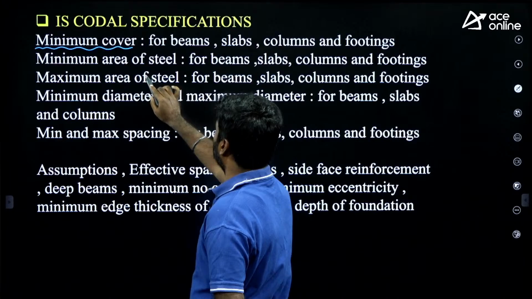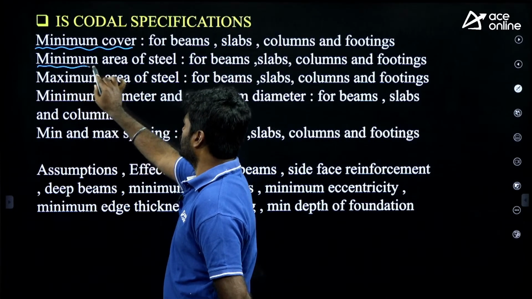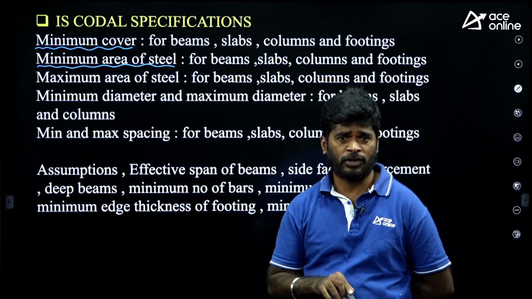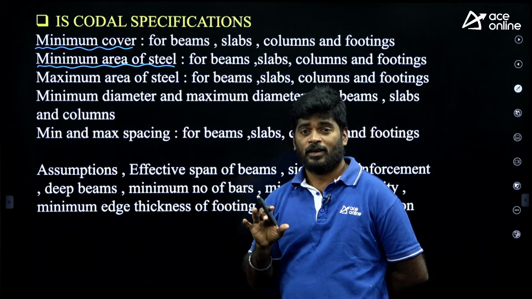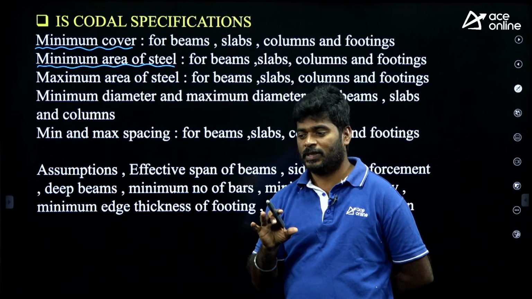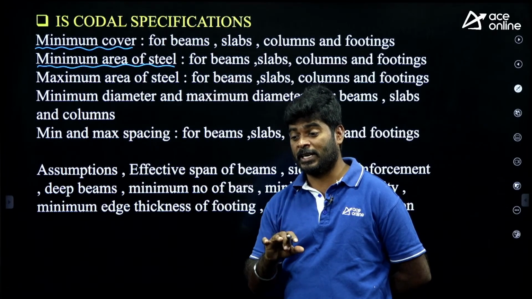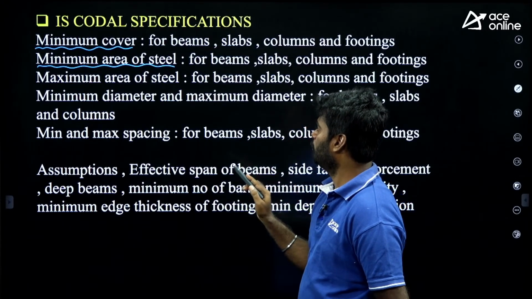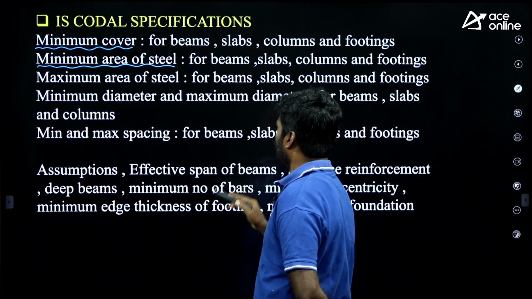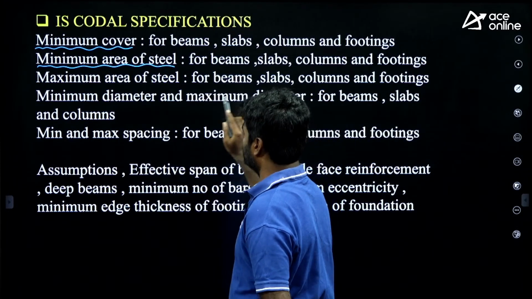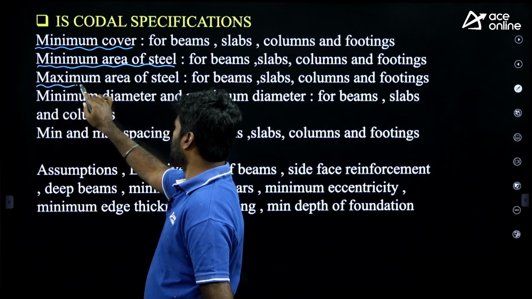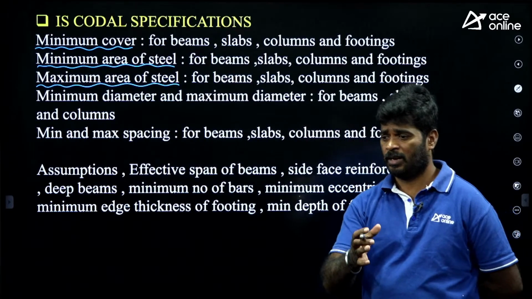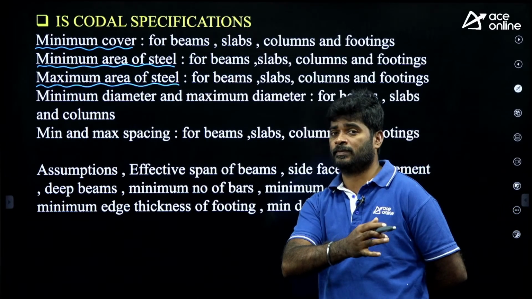Coming to the next one, minimum area of steel. There is a chance to ask a question on minimum area of steel for beams, slabs, columns, and footings. Definitely you can expect it in GATE as well as in ESE. Coming to the next one, maximum area of steel. Mostly you can expect maximum area of steel in ESE rather than GATE.